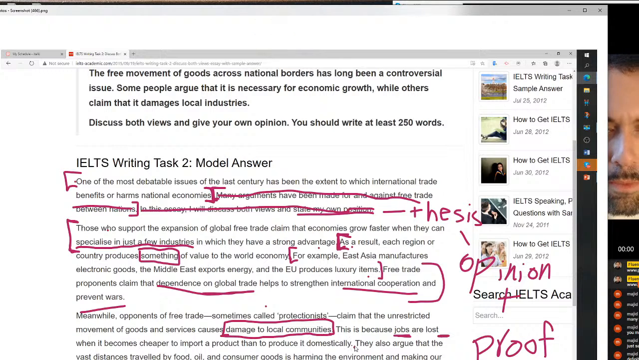Regardless, you have a main idea here. Great. So after a main idea, you explain it. So you're going to give me some proof of this, right? You're going to explain why jobs are lost because of this. But instead, no, you don't give me a detail. You then move on to another main idea. They also argue that vast distances is harming the environment and making our life unsustainable.